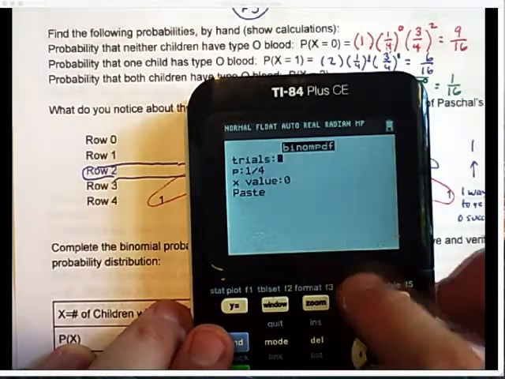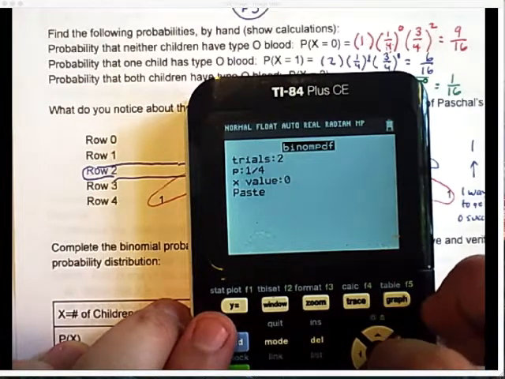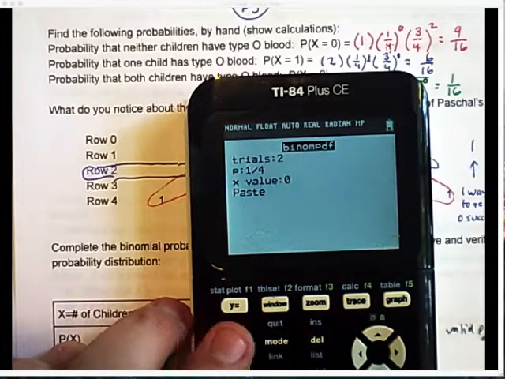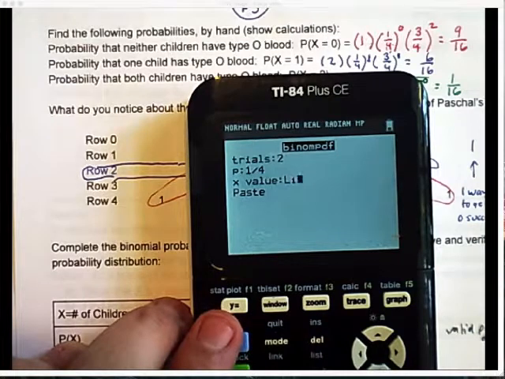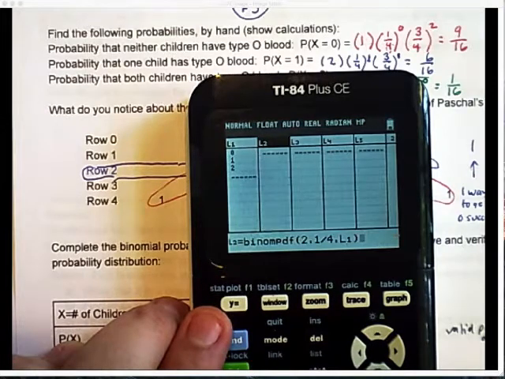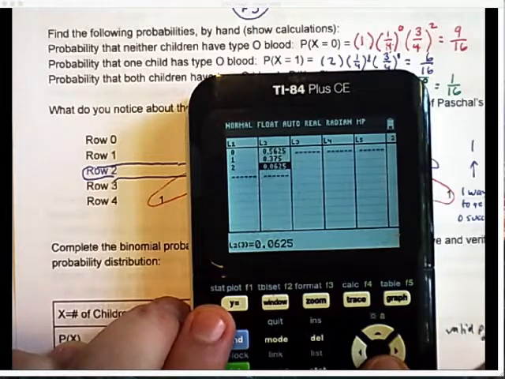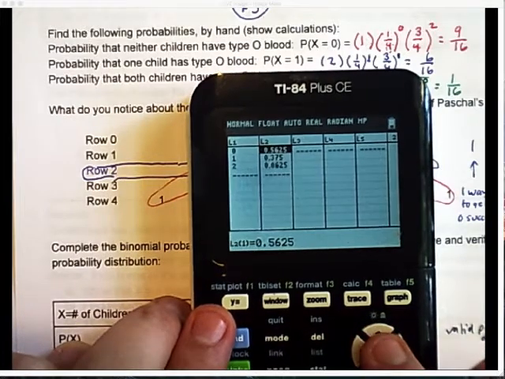So how many trials do we have? We have 2. What's the probability? It's 1/4. But I want the calculator to look at the value in list 1 as the x value. So that's the only change. I'm going to paste it there, and then I'm going to hit enter. There we go. It just gave it to me as decimals.